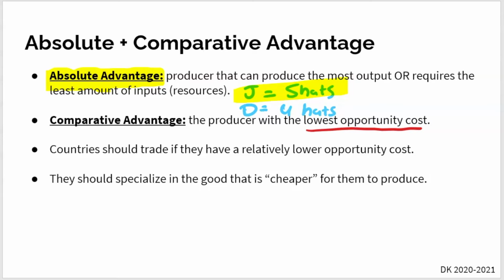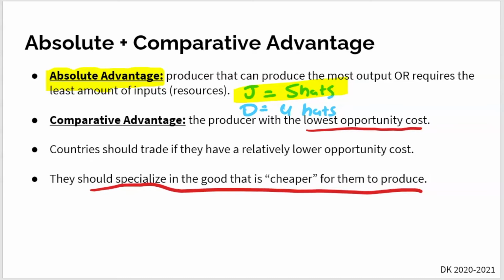And so here we are going to say that if you have the comparative advantage in the production of a good, you should only produce that, you should specialize and only produce that one good. And that's why it says here in the last bullet point, right, that they should specialize in the good that is cheaper for them to produce. And a good is cheaper if the country has the lower opportunity cost.